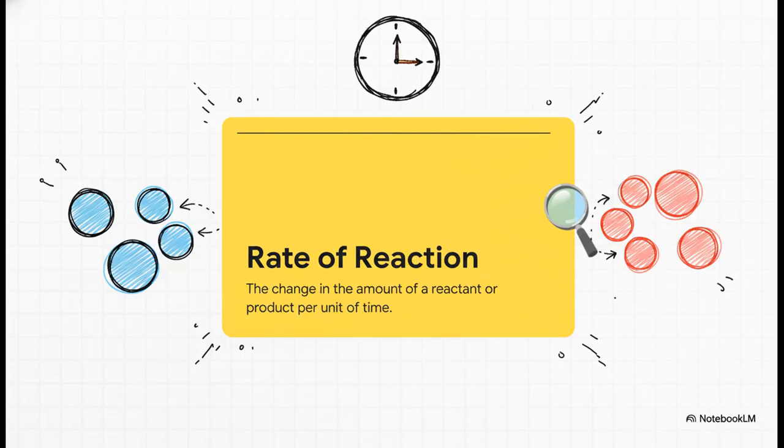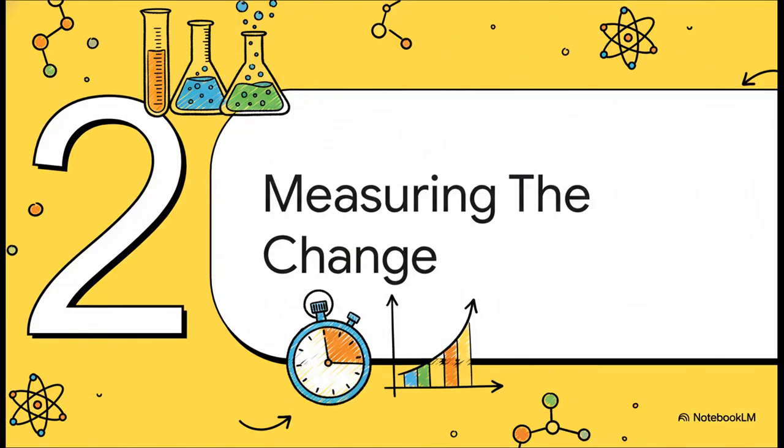So when we bring that into chemistry, the rate of reaction is simply how quickly our starting ingredients, which we call reactants, get used up, or on the flip side, how quickly the things we make, the products, are created. It's all about just tracking that change over a period of time. Okay, so that's the theory. But how do scientists actually measure this stuff in a lab? Let's jump into a real-world example to see how this all works in practice.